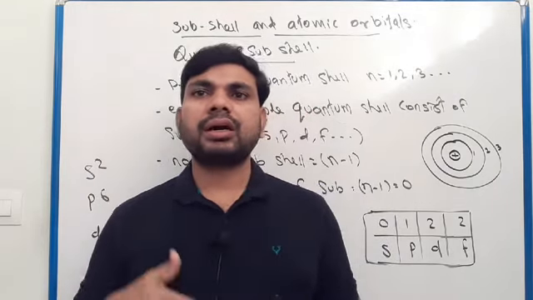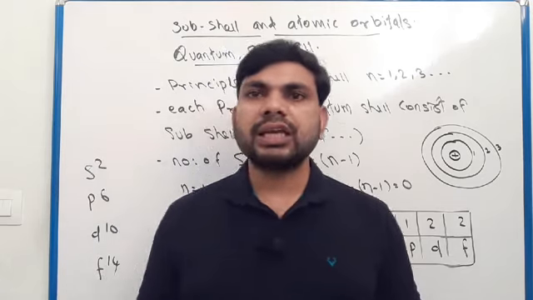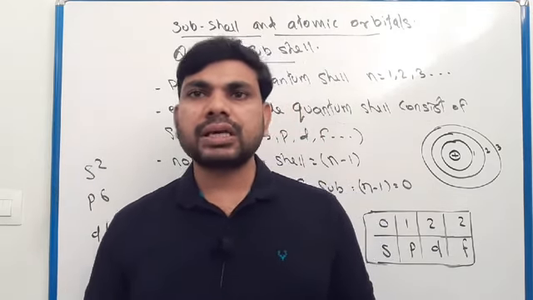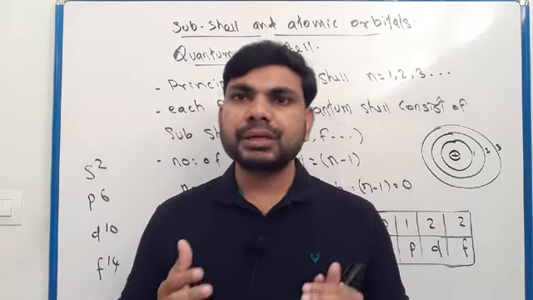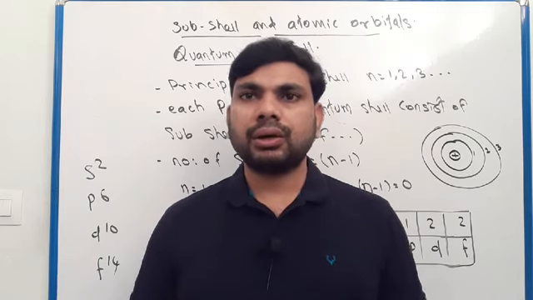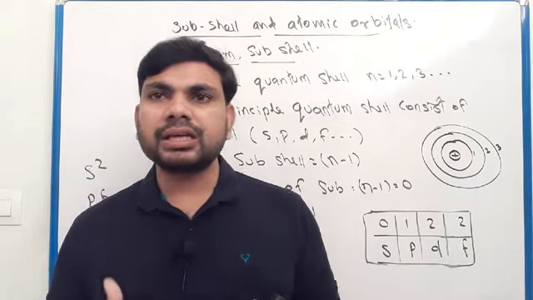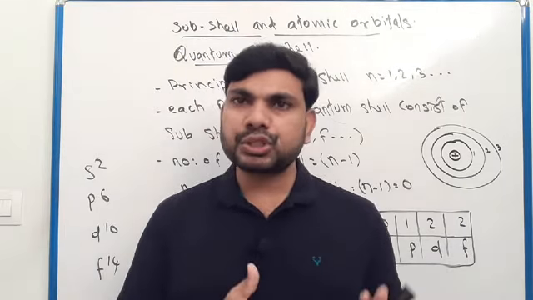Around the nucleus there are energy levels: first energy level, second energy level, third energy level. These energy levels are called orbits or shells, or we can say principal quantum shells. This principal quantum shell, or main energy level, again consists of subshells.